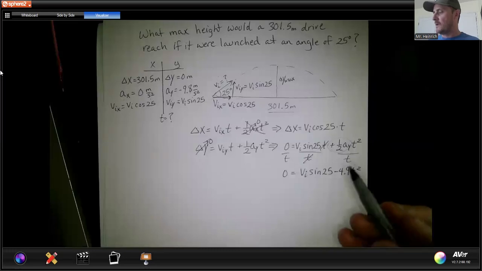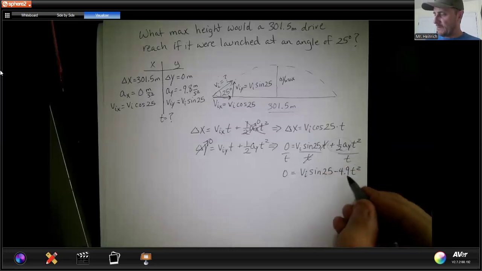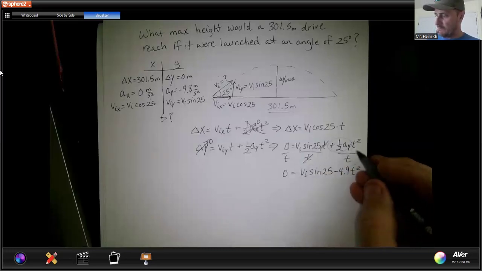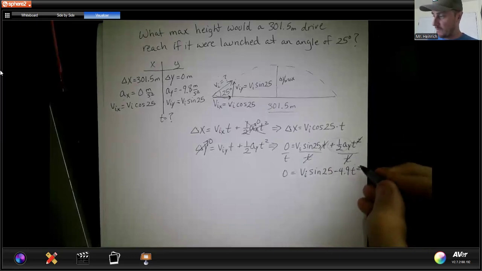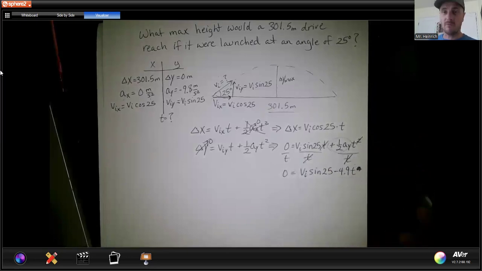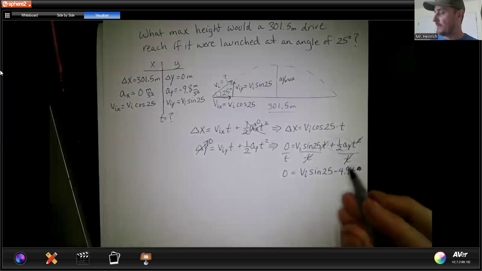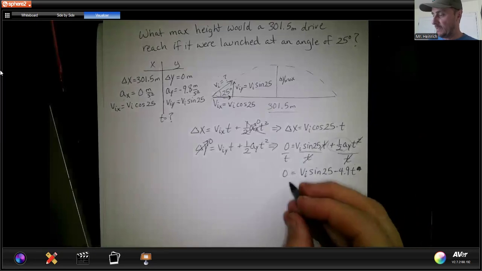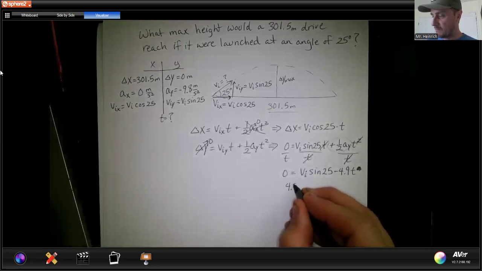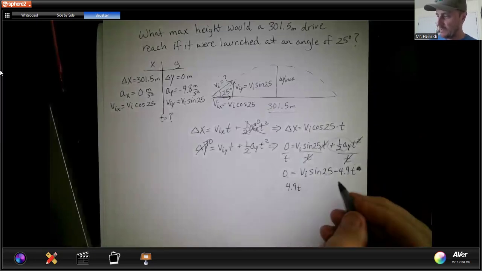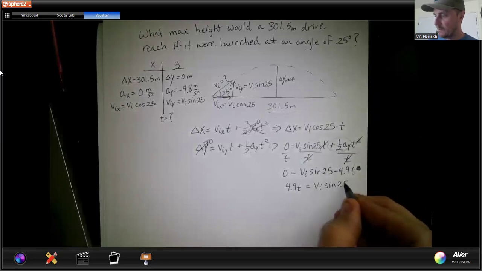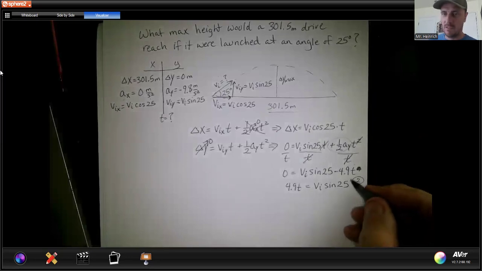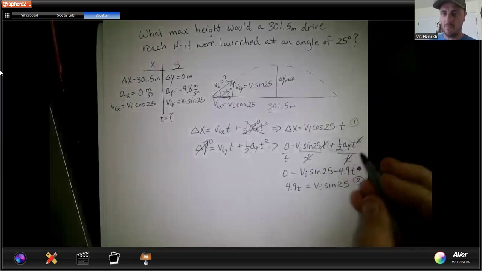All right. Let's simplify this a little more. Oh, you caught it, I'm sure. What happens with that t and that one? That goes away. So this is just negative 4.9 t. Good. Now I'm going to add the 4.9 t to the other side, and that would equal VI sine 25. Let's call this equation 2, and let's call this one up here equation 1.